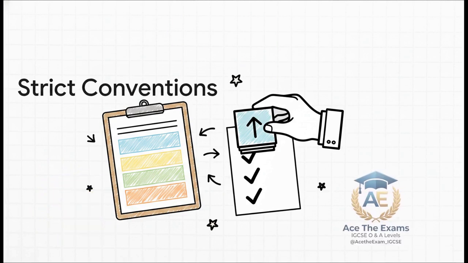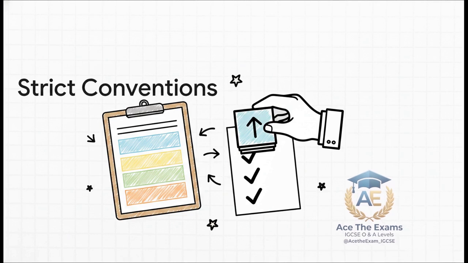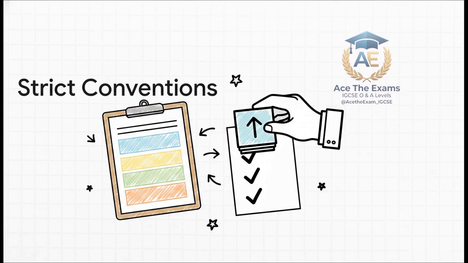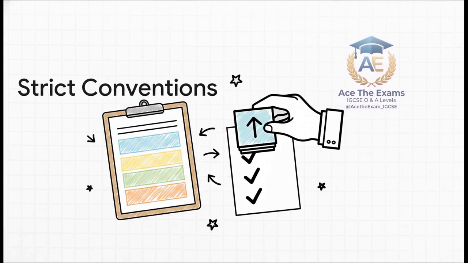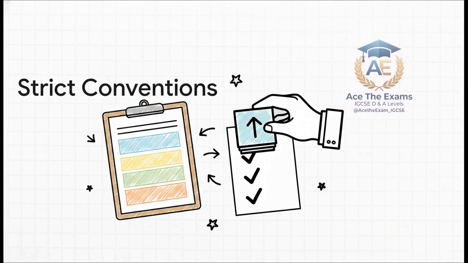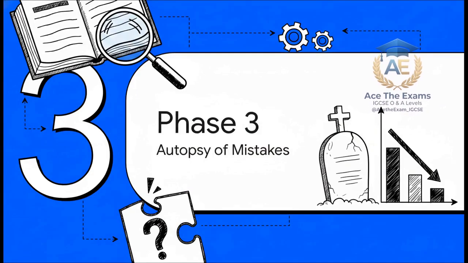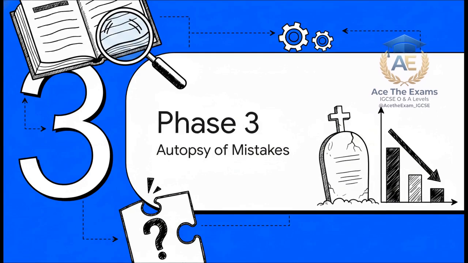You need appropriate formats and crystal clear annotation. Practical application develops professional skills, and I promise you, examiners will instantly dock points if your ledger looks like it was scribbled by an amateur instead of a forensic accountant. On to Phase 3, the autopsy of exam mistakes.